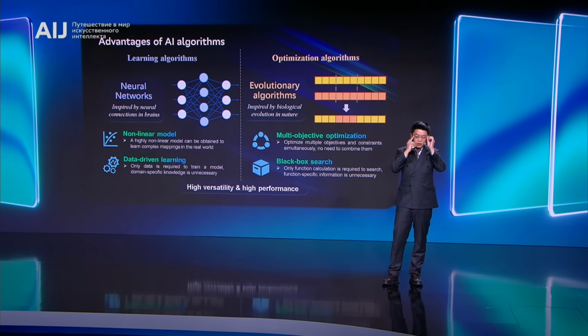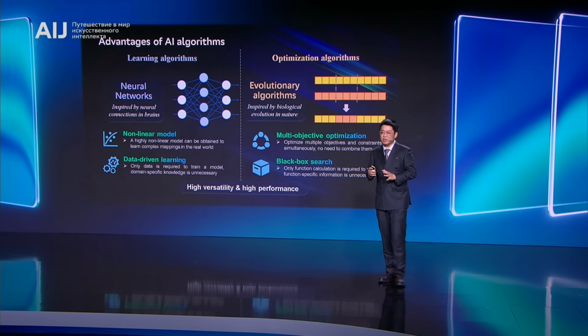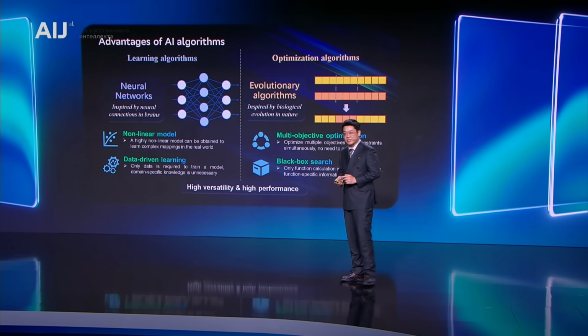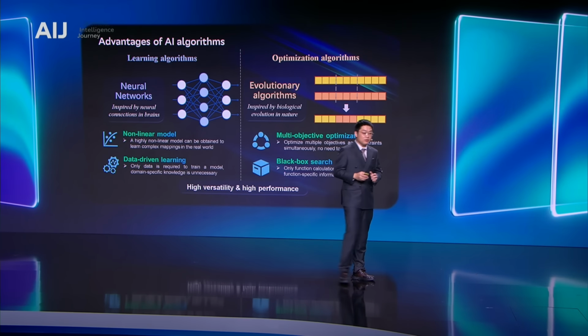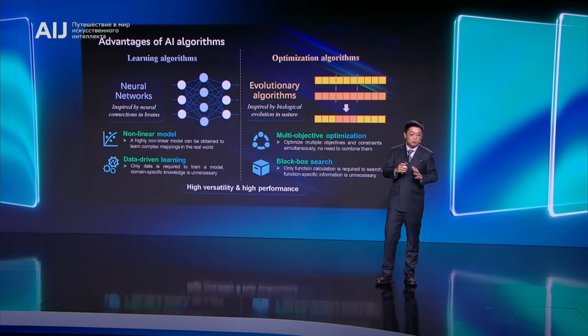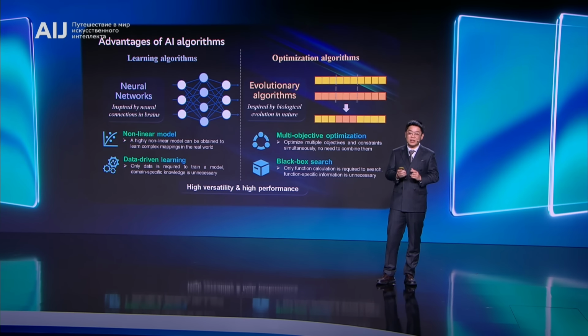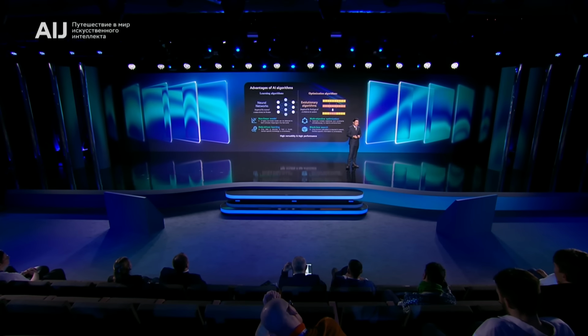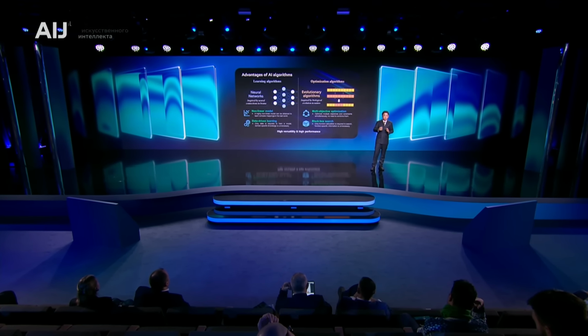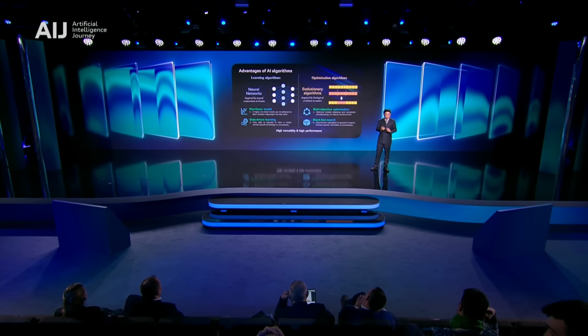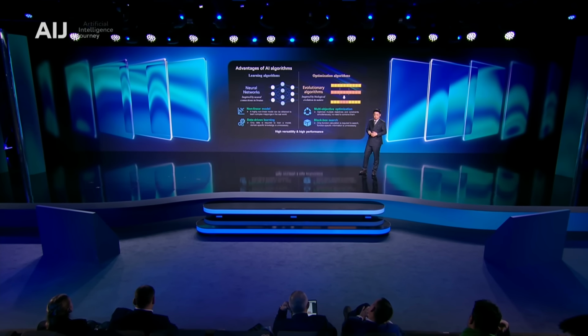On the other hand, evolutionary algorithms have the abilities of multi-objective optimization and black box search. It means that evolutionary algorithms can optimize multiple objectives and constraints simultaneously without the need to combine them into a single one. Also, only function evaluation is required to search, where domain-specific information is unnecessary for evolutionary algorithms to search.